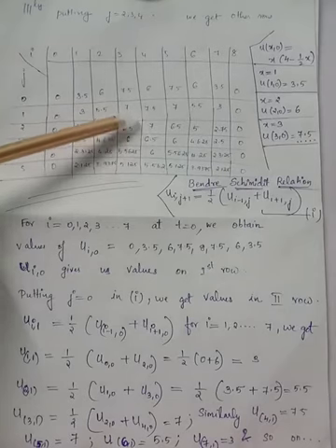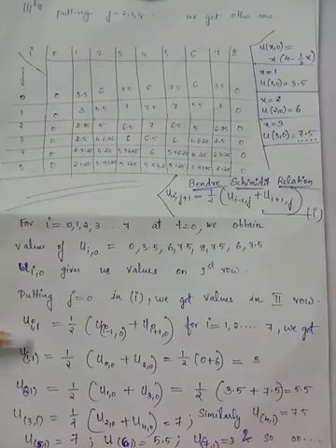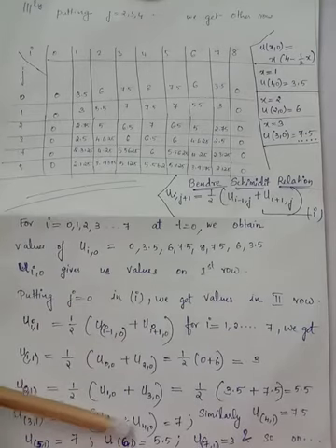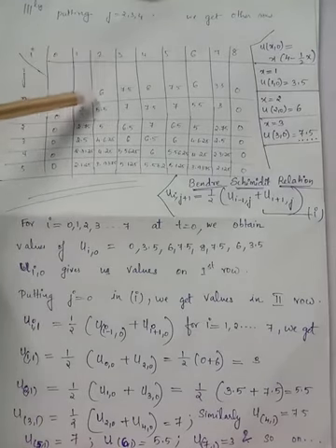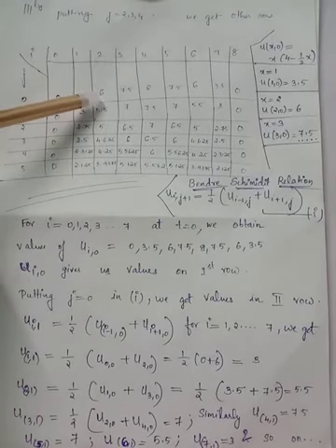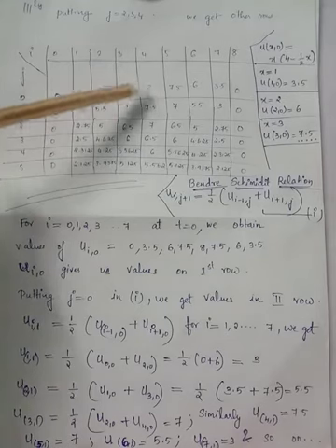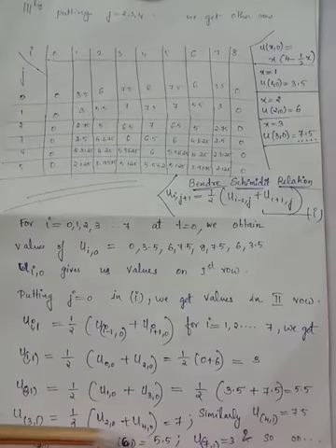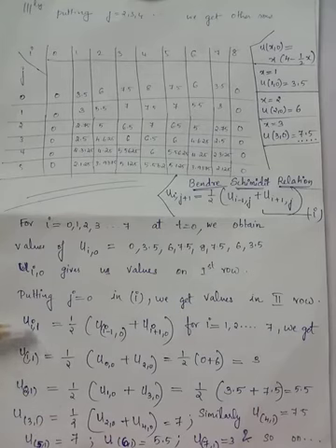Next position is u31. You substitute i equal to 3 here, and these terms become u20 and u40. u20 is 6 and u40 is 8. So 6 plus 8 into 1 by 2, the answer is 7. In a similar way, substituting i equal to 4, i equal to 5, i equal to 6 in this standard relation, you get the other remaining values to be substituted in the second row.